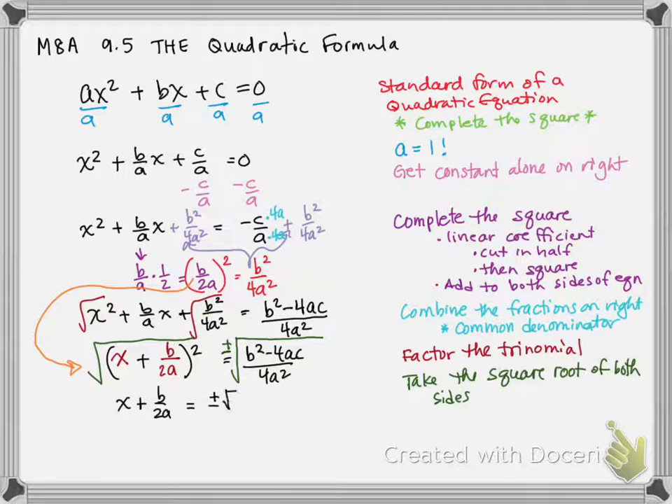Now the b squared minus 4ac is not anything I can take a square root of because it's a binomial, and so I can't take the square root of a piece of it, but I can take the square root of the denominator. So square root of 4 is 2, square root of a squared is a. Last but not least, let's solve for x. So we're going to subtract b over 2a from both sides.